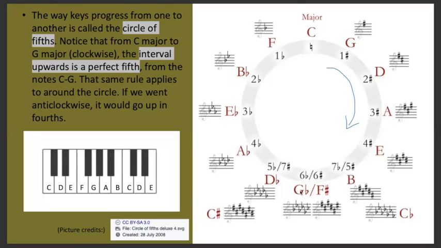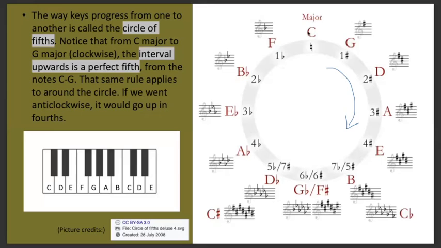So now that I'm here, I'm just going to convert to flats. G flat to D flat is 5 flats. To A flat is 4 flats. To E flat is 3 flats. To B flat is 2 flats. To F is 1 flat, and then back to C major.